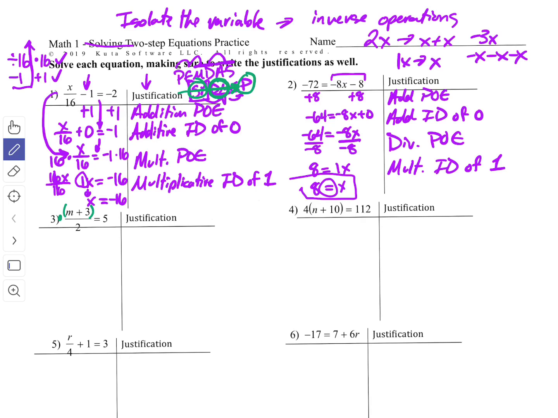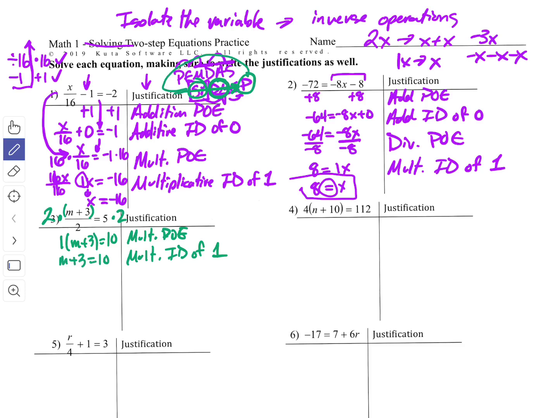So I'm going to multiply by 2 on both sides, okay? Because that 2 is dividing the whole side. So that becomes 2 over 2, which is 1, so 1 times m plus 3 equals 5 times 2 is 10. We use the multiplication property of equality here. Okay. Then we drop the 1 with that multiplicative identity of 1. So we can drop the parentheses once we've got that.